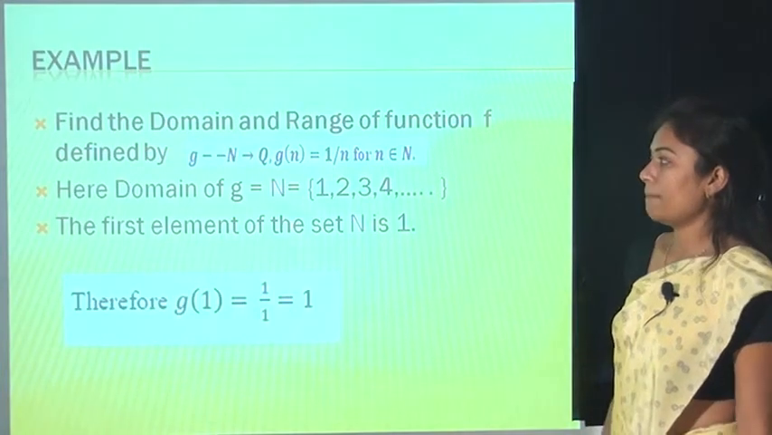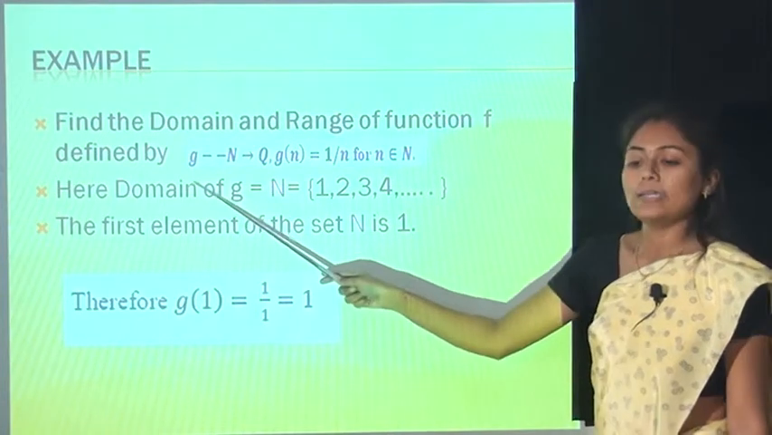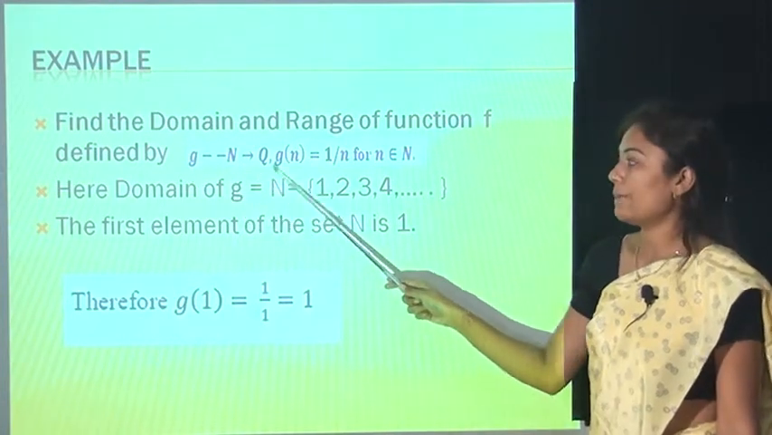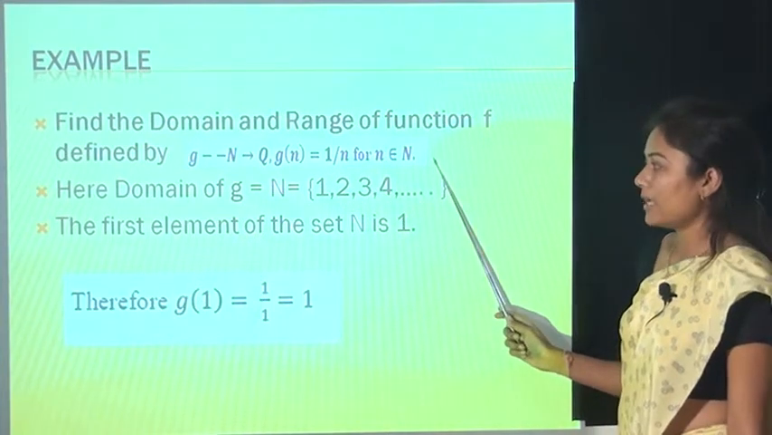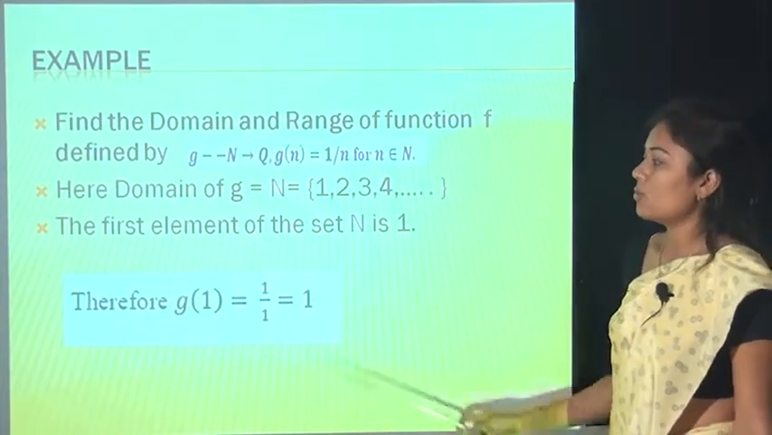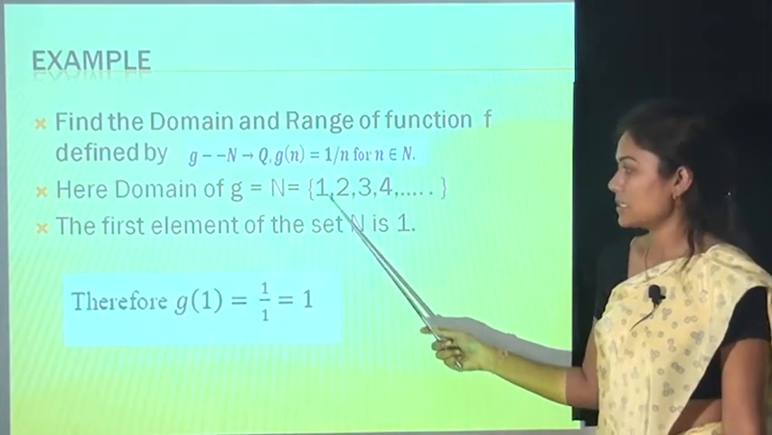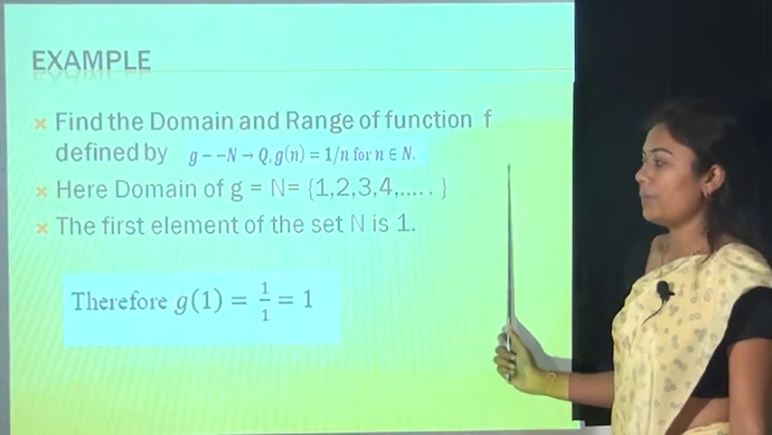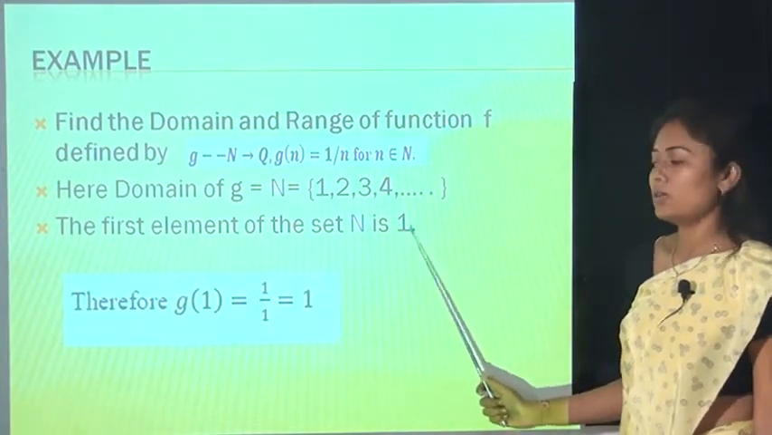Now we have a second example. Find the domain and range of a function g defined from capital N to Q, g of n equals 1 by n, for small n belonging to capital N. Here the domain of g is the set of natural numbers, that means 1, 2, 3, 4 and so on. The first element of the set N is 1.